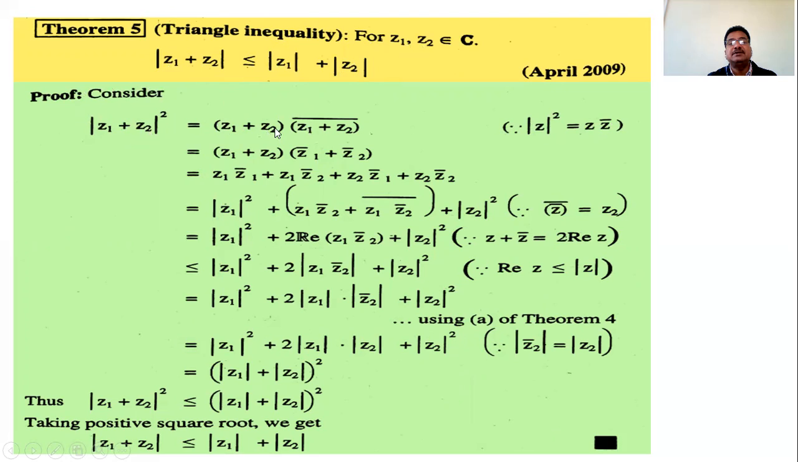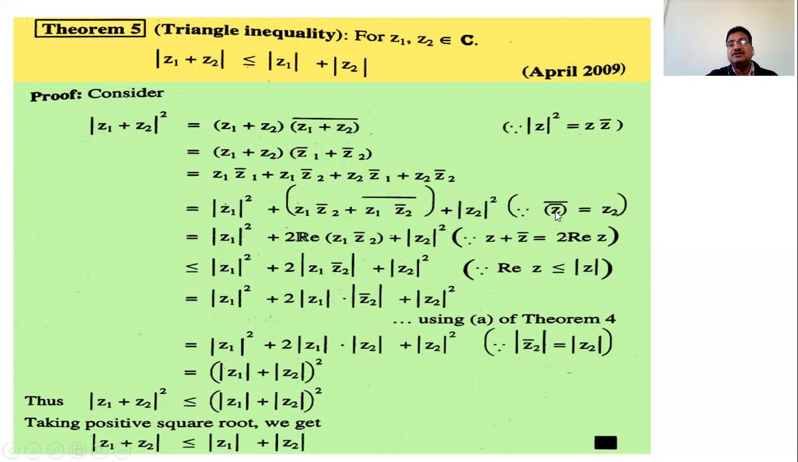So consider mod z1 plus z2 whole square, and mod z square is z into z bar. So this is z1 plus z2 into z1 plus z2 bar, and we know that a plus b bar is a bar plus b bar. So z1 bar plus z2 bar, and multiplying these two brackets, we have four terms: z1 into z1 bar, z1 into z2 bar, then z2 into z1 bar, and z2 into z2 bar. We have four terms. And z1 into z1 bar, by using z into z bar is mod z square, is mod z1 square, plus z1 into z2 bar, and we write z2 into z1 bar as z1 z2 bar bar.